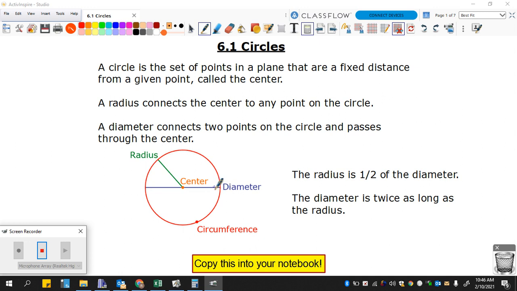All right. Because the radius only goes from the center to the outside and the diameter goes all the way across, the radius is half of the diameter. Or another way of looking at that is that the diameter is twice as long as the radius. In other words, it goes from here to here, and it also goes from here to here is the diameter. So that's something to keep in mind when you're talking about the different parts of a circle. So go ahead and copy this into your notebook.